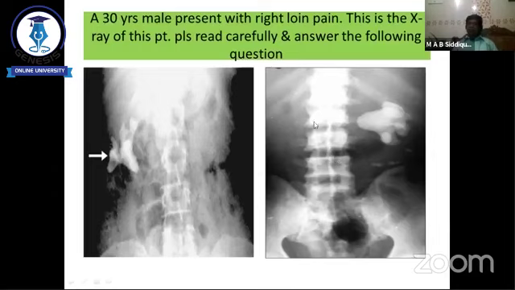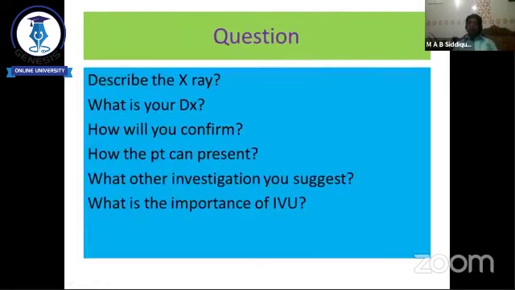If the X-ray is showing like that, the whole X-ray, if you count the vertebral level, then that is the better way to describe the X-ray in relation to the vertebra. So the question may be like that. Describe the X-ray. I already mentioned how you will describe this X-ray. What is your diagnosis?